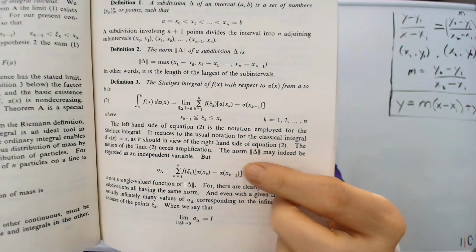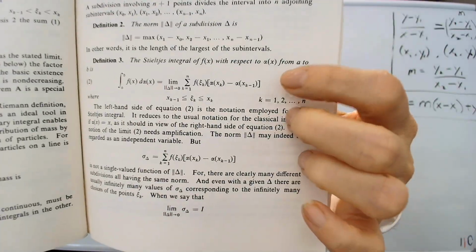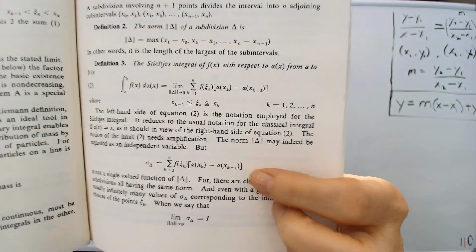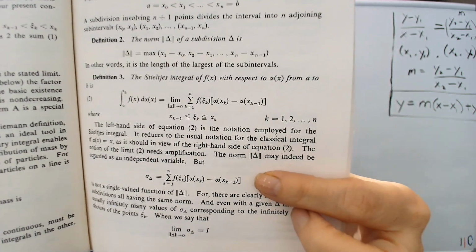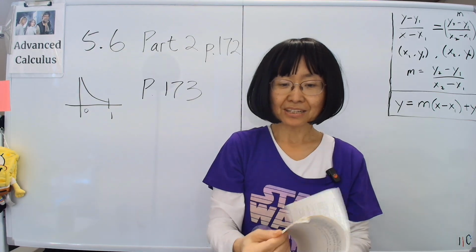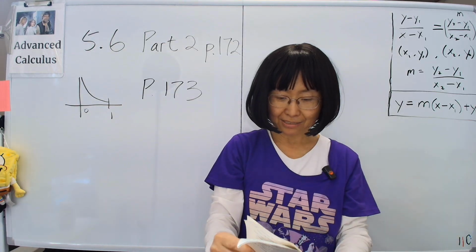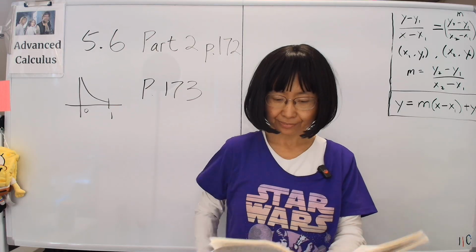So this is sigma delta. In the meantime, sigma delta is defined as this sum that's inside the limit, okay? The exact same thing. I just want to remind you what sigma delta is, that we've been talking about this whole time, but it doesn't hurt to go back and look at it. Okay, so now that we're done with that, let's go back to page 173 and read our proof.